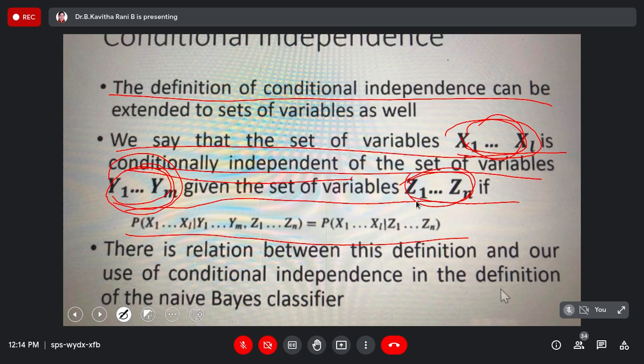So when this particular variable is conditionally independent of this particular variable given the set of variables z, then the probability is equal to the probability of x so on xl given z1 so on zn. These two are dependent and this one is independent. That's why we are eliminating the y value from this formula, from this representation.